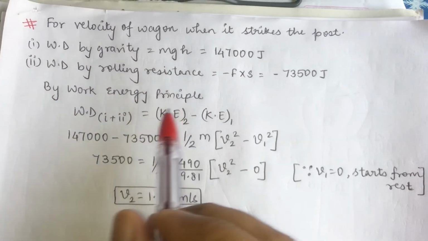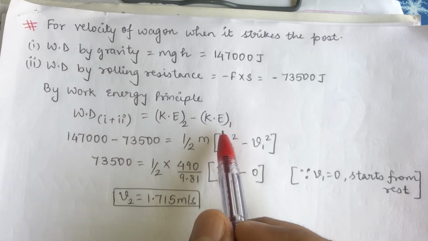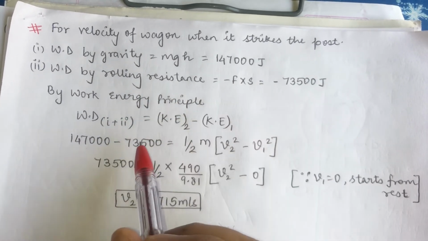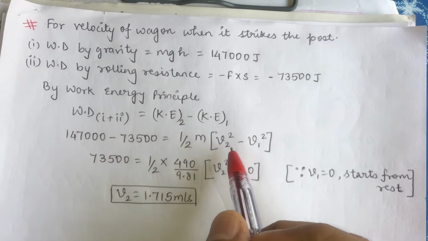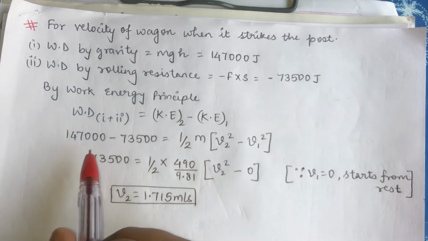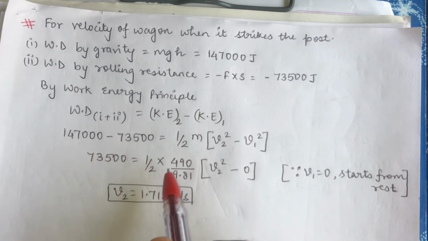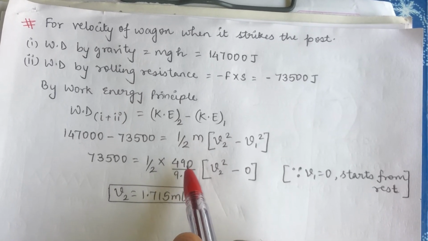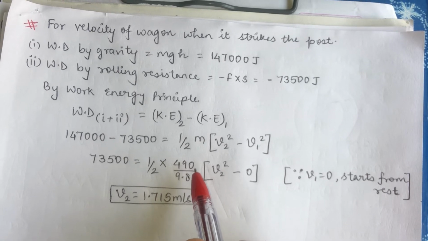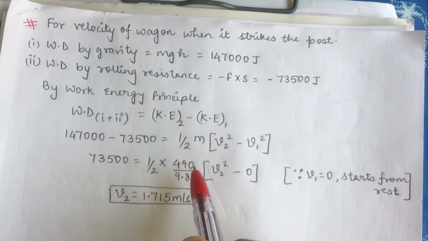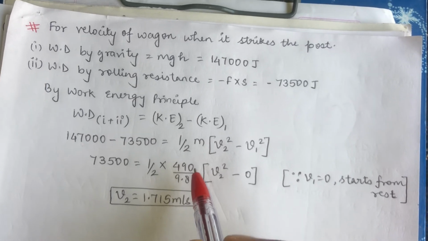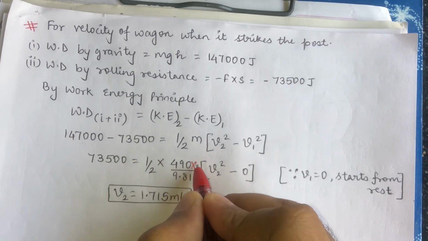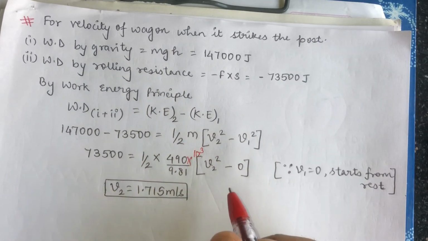So by the work energy principle, work done is equal to change in kinetic energy. This value we have substituted here, minus this value substituted here, equals half m (v2 square minus v1 square). If we solve this, you'll be getting half m, and in place of m I'm writing 490 by 9.81. Why is it so? Because here 490 itself is in kilonewton, so it will be 490 into 10 to the power 3.